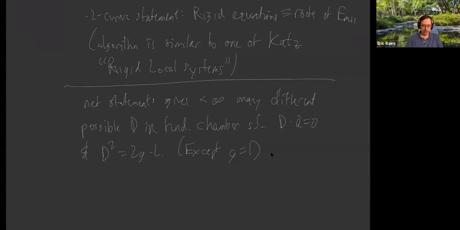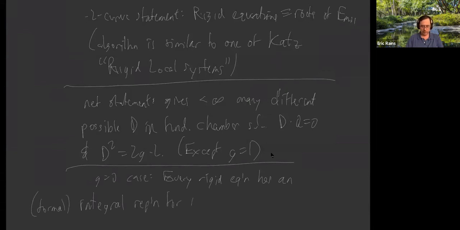And so what we see is that in the -2 curve case, so G equals 0 case, every rigid equation has an integral representation, formally at least, for its solutions.